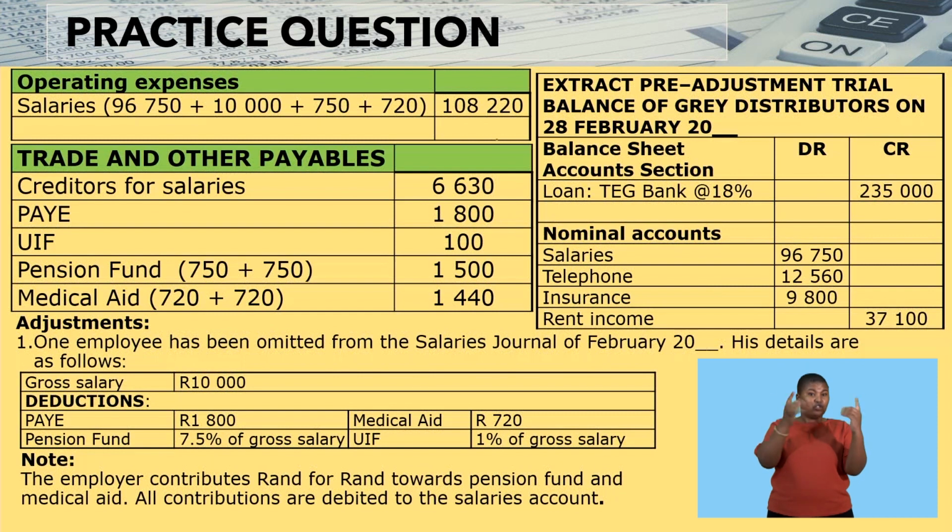Okay, so this is how it would have been done. This is exactly what we did when I was doing it with you. Creditors for salaries, pay as you earn, UIF, pension fund, then medical aid. And then this is the final expense on your salaries. Let's go to the next adjustment.